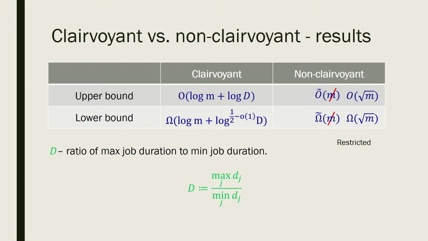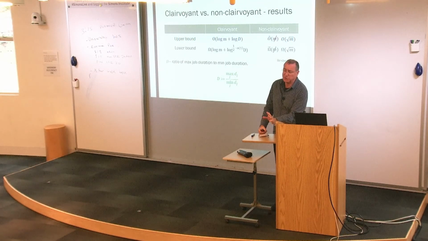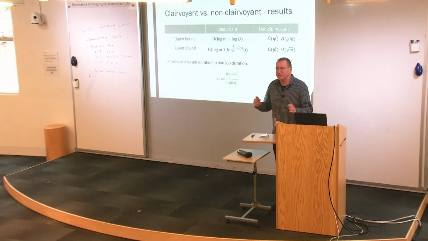Yes? Is the duration always an integer? It doesn't matter, but I need the minimum duration. So the d is the ratio between the largest to the smallest, but it doesn't need to be an integer. There is no issue of integrality here. It can be arbitrary numbers.